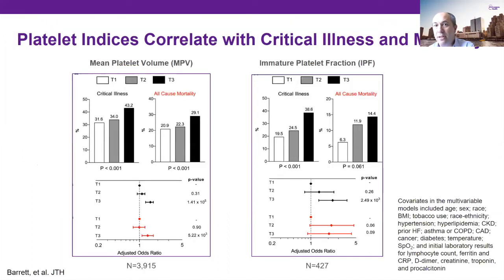And when you look at some of these crude measures, whether it's platelet size on the left or mean platelet volume, this is now in thousands of patients, or the immature platelet fraction, this is in a few hundred patients, you see that these crude measures of platelet activity are associated with in-hospital critical illness as well as in-hospital all-cause mortality. So clearly, platelets appear to be associated.